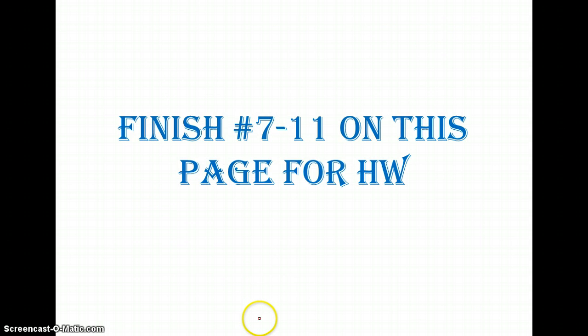So now you'll finish 7 through 11 on the bottom of this page. Bring both sides completed for your homework for next time.